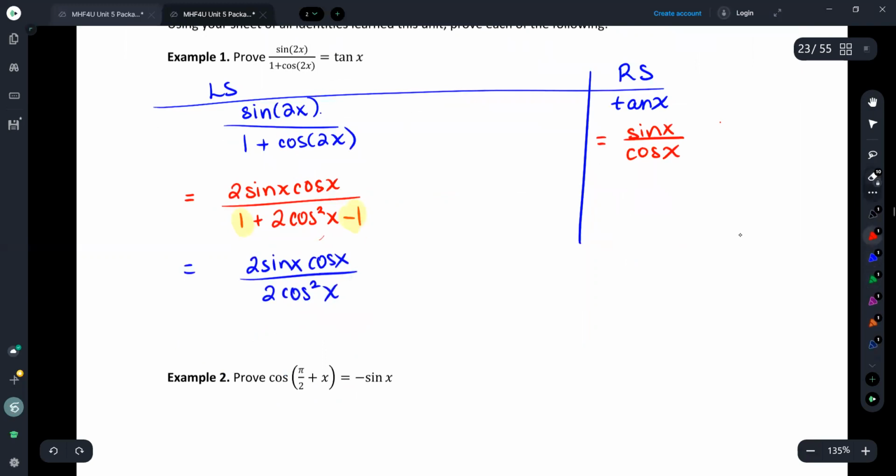What can we do from here? Bella? Can you cancel the 2's and then cancel the top cos with the squared on the bottom? Yep. So everything is being multiplied here, so I can freely cancel terms from the top and bottom. The 2's will cancel, and I'll cancel one of these coses with 1 on the bottom. So I'll be left with sine x over cos x, which is actually exactly what we wanted. Now we have left side equals right side.